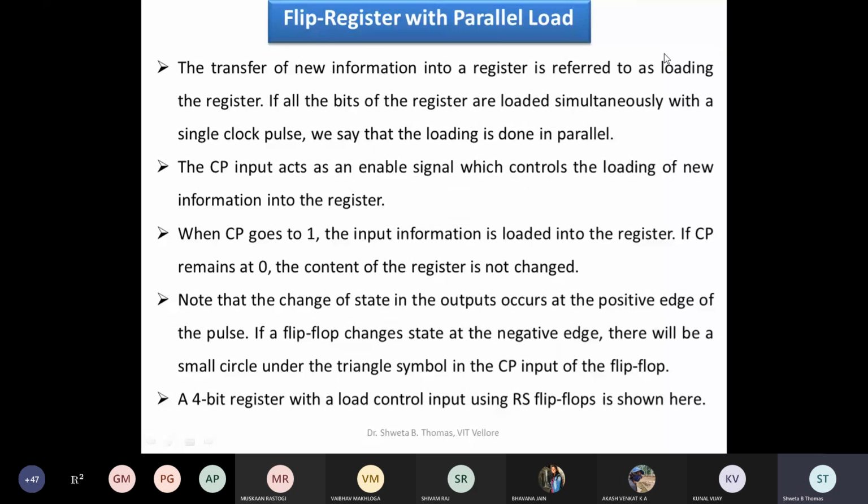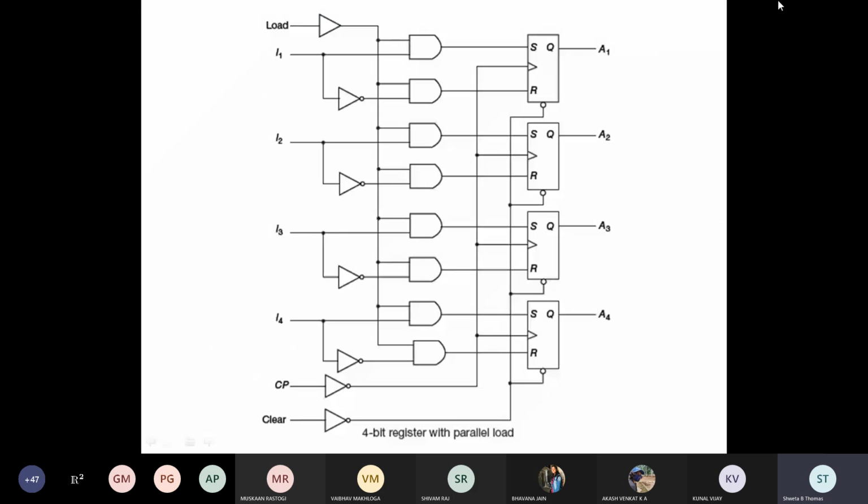I'll change it. Okay, so this is the parallel register with parallel load. So what does parallel load mean? There is some difference. What is the difference? Here, I have shown the example with the help of RS flip-flop. So before proceeding to the working of this register, let us discuss the working of this RS flip-flop.